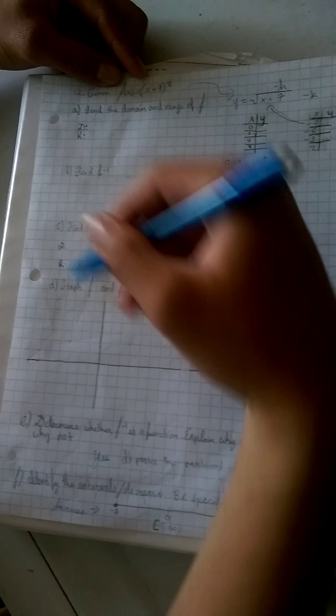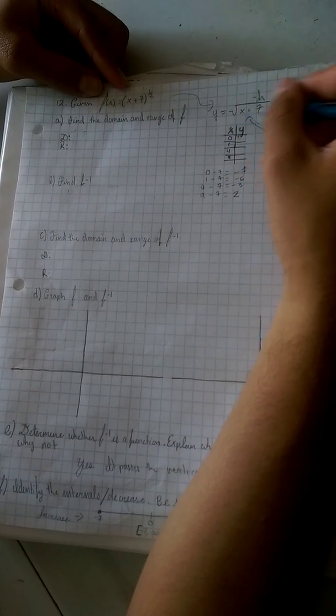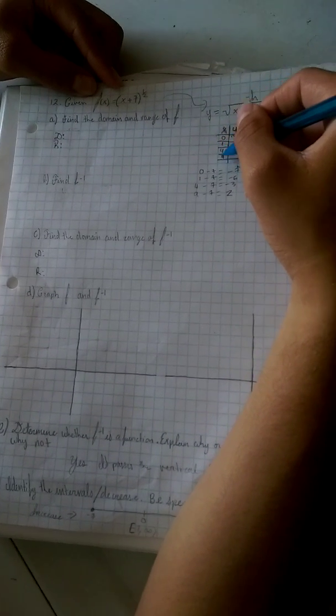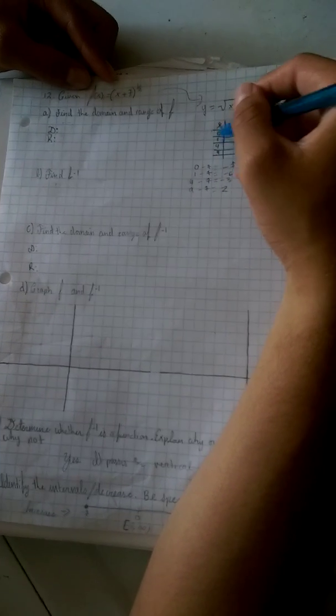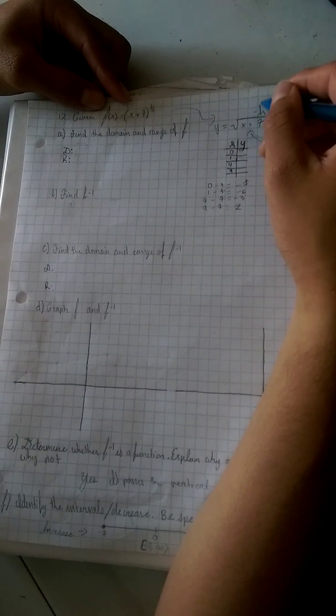So we're going to have to graph it, but we can't graph it right now. So we're going to have to do the x and y tables first to get the points. So we're going to use 0, 1, 4, and 9 because they're perfect squares. And we're going to subtract 7. I know it says to add 7, but we always do the opposite of h.